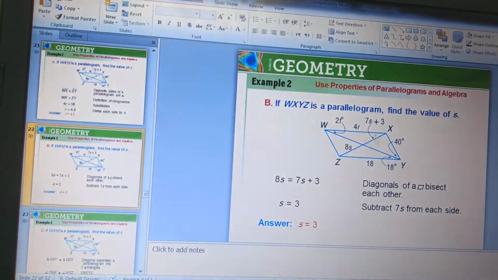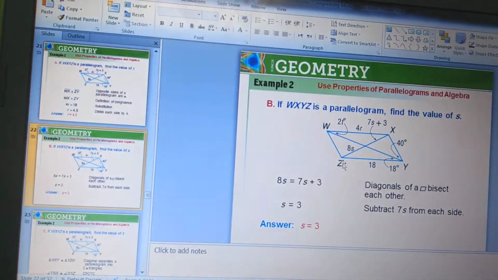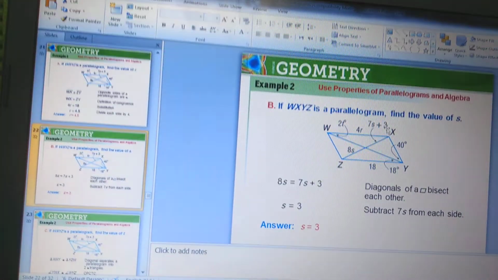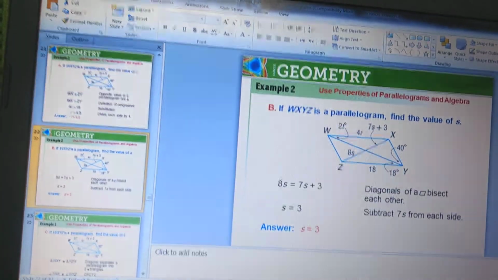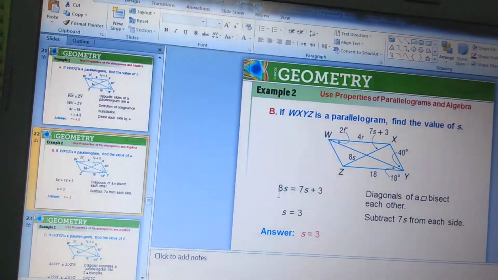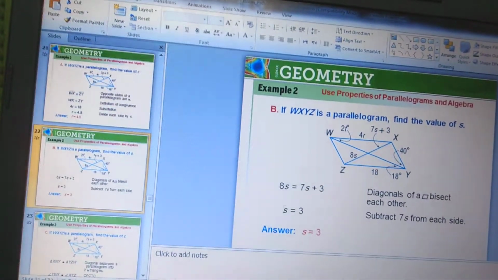XZ is divided into two equal parts. This means 7S plus 3 equals 8S. You see, like this. Then solve the equation. Minus 7S from both sides, S equals 3.